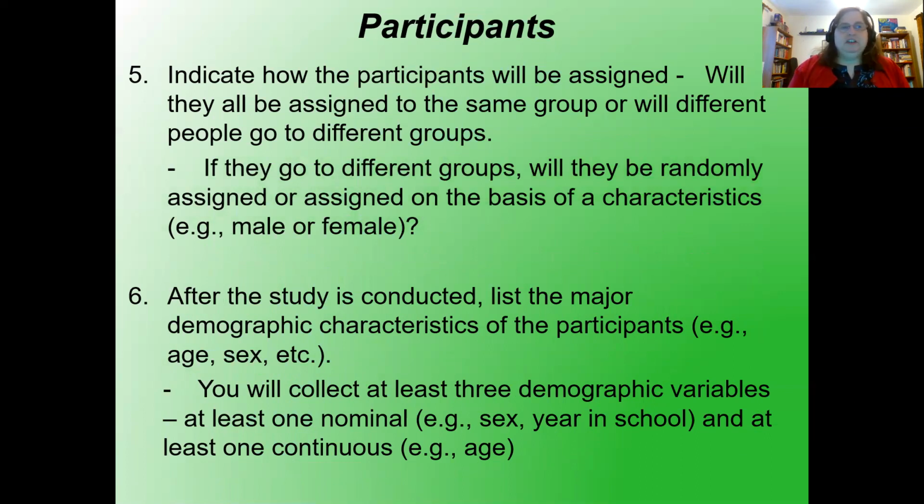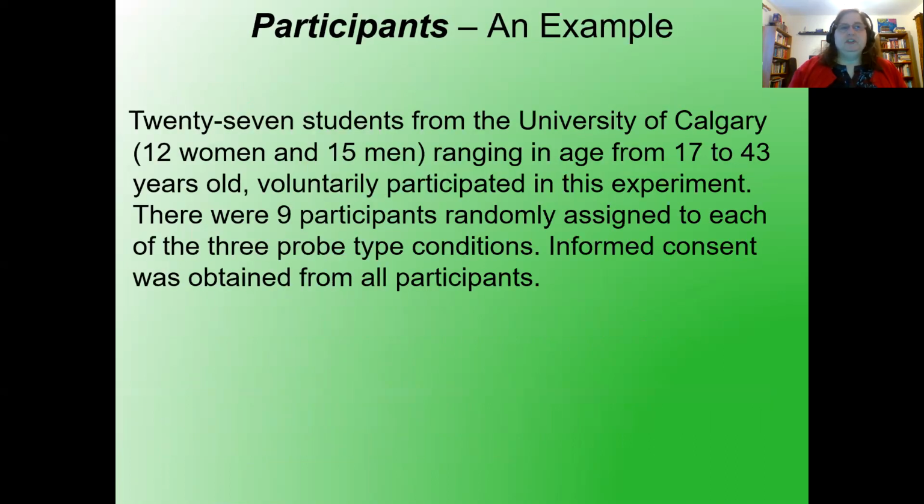Okay. Right. So we just discussed this for number 5. If they go to different groups, will they be randomly assigned or assigned on the basis of a characteristic? Right. Okay. So here is an example of a participant section.